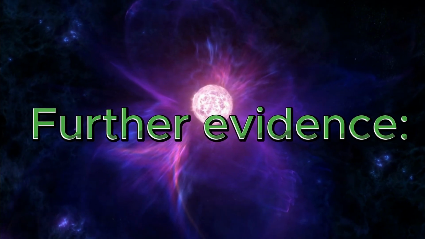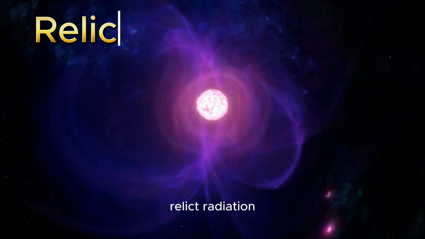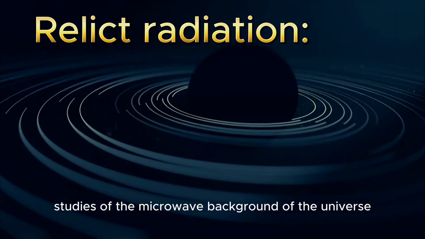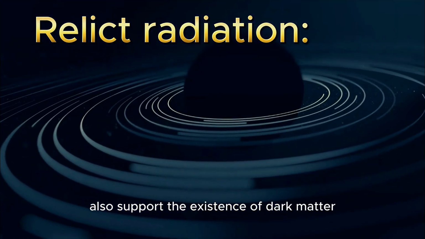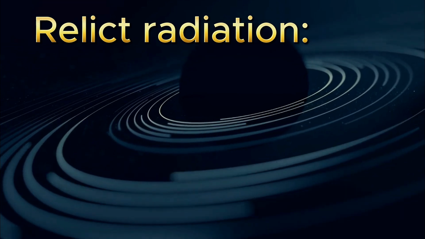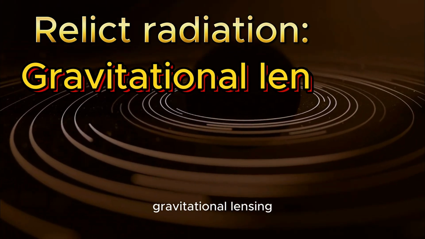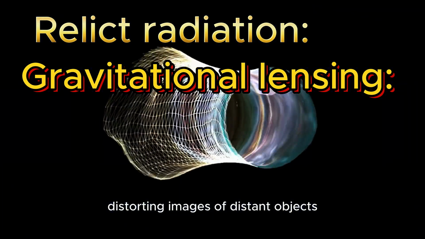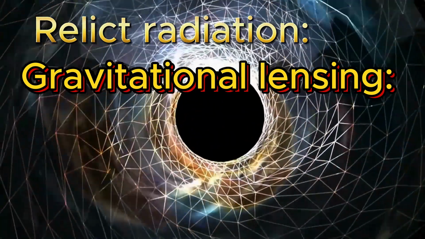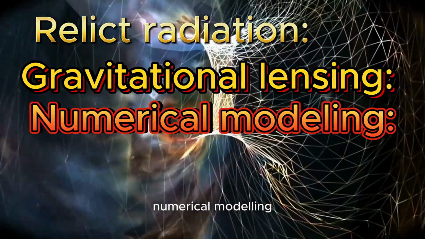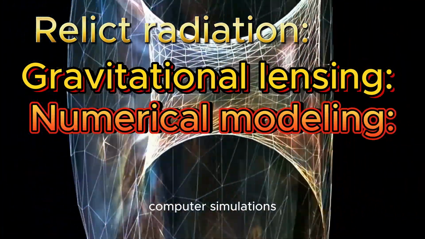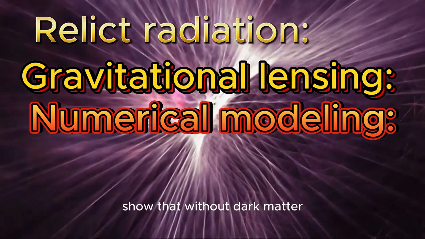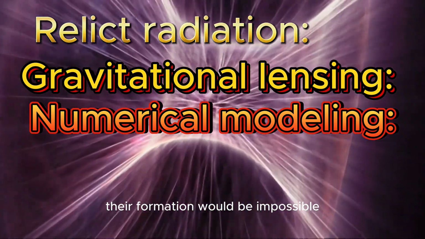Further evidence. Relic radiation. Studies of the microwave background of the universe left over from the Big Bang also support the existence of dark matter. Gravitational lensing. Invisible mass alters the path of light, distorting images of distant objects. Numerical modeling. Computer simulations of galaxy formation and large-scale structures of the universe show that without dark matter, their formation would be impossible.